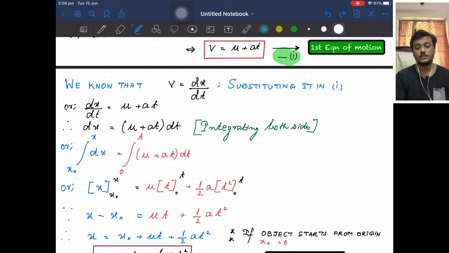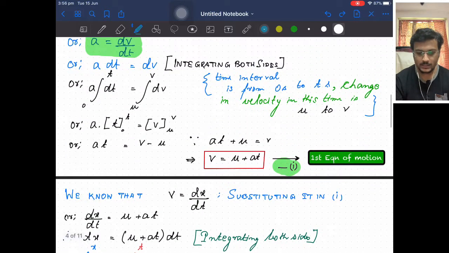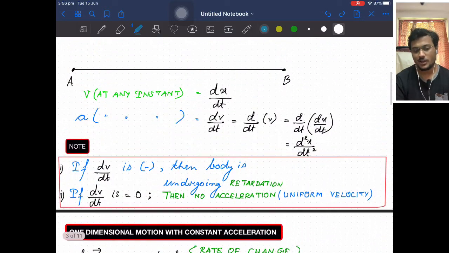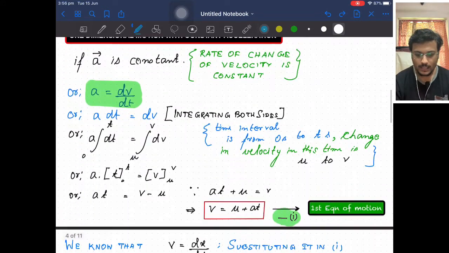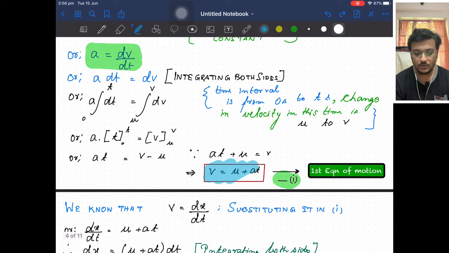After solving the first equation of motion, it's necessary that we move on to the second equation. But how will we arrive at that? We need some help from some equations that we already have some basic idea about. As you can observe, velocity is the rate of change of displacement with time. We already know that s is equal to ut, or x is equal to ut plus half at square. And in the first equation we don't have x, we don't have displacement, so we have to bring displacement in this equation.